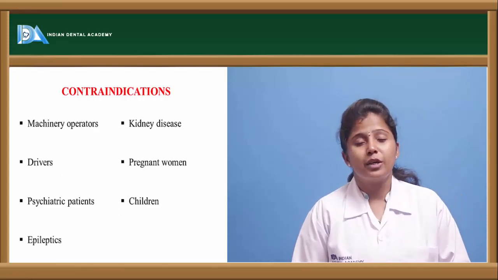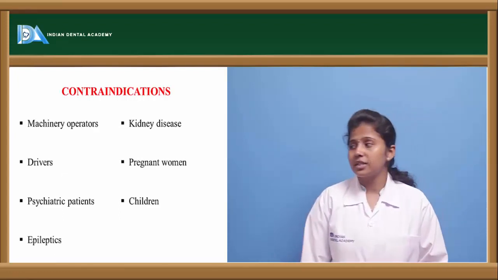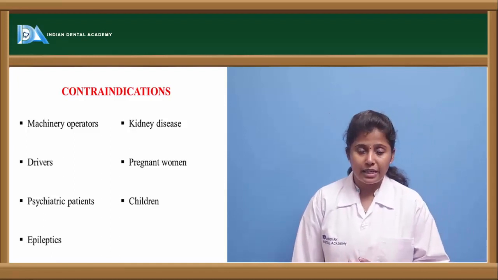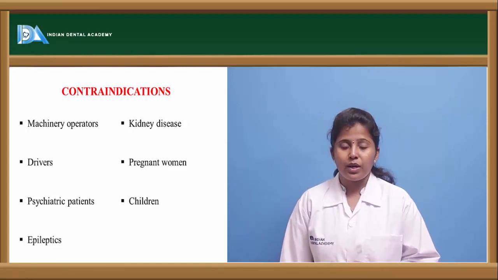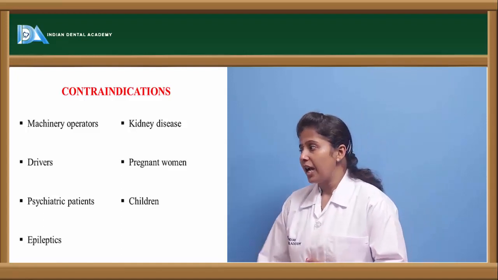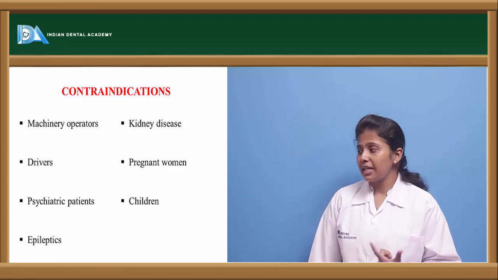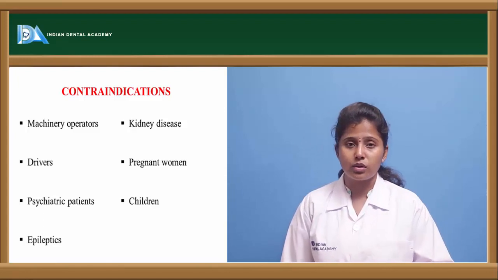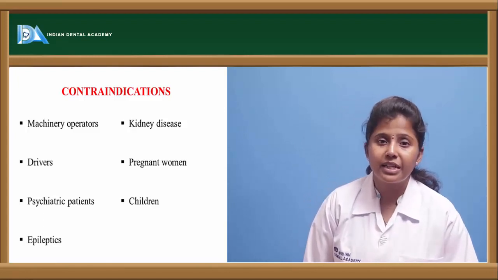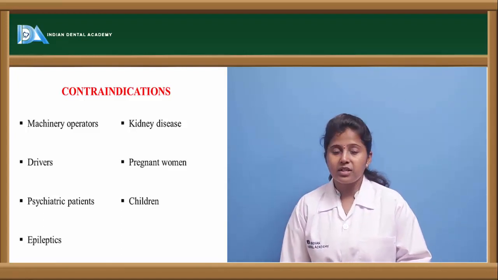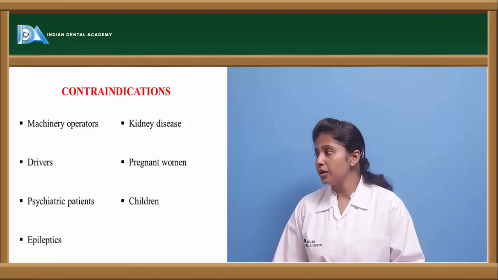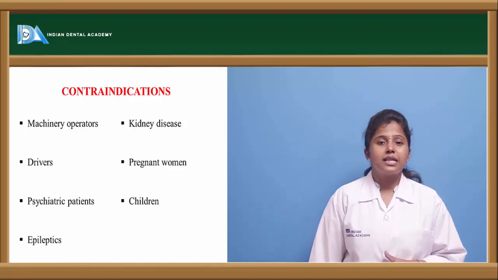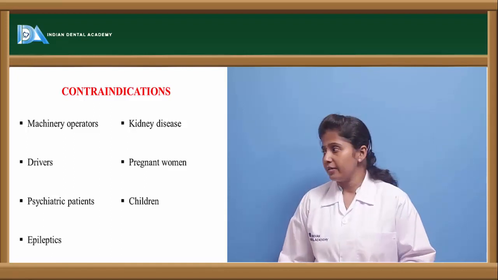Indomethacin should be contraindicated in persons like machinery operators, who operate machines. It should not be given because it causes dizziness, and thereby in drivers, and in psychiatric patients because it causes psychosis on overdose. It may worsen the condition if we give it to psychiatric patients, and epileptics because on overdose it causes seizures, and in kidney disease, pregnant women and children. In all these people, Indomethacin is contraindicated.